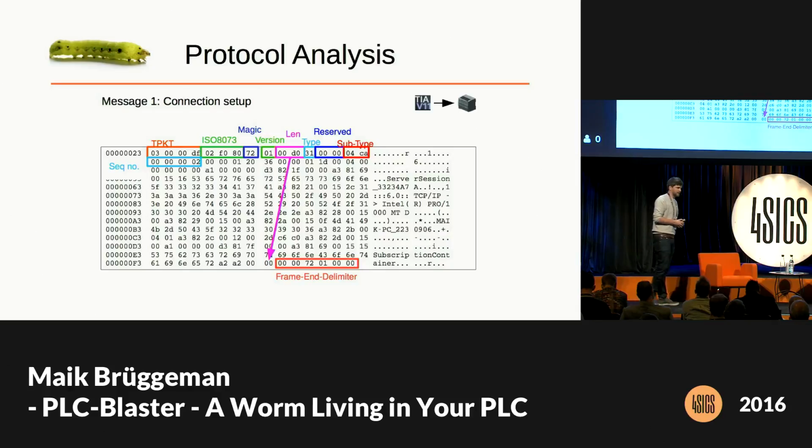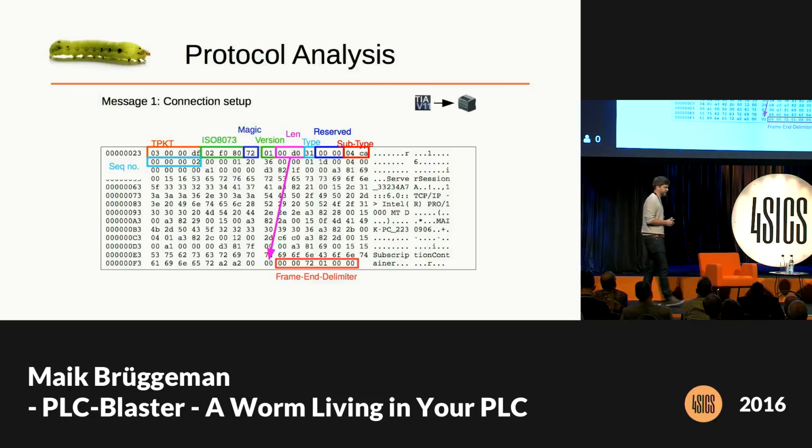What you can see on this slide is the first message. The first message is sent from the TIA portal, so the engineering software, to the PLC, in the case it wants to establish a new connection. And like every message, this message has a basic layout. It starts with a byte 72 always. Then we have a version field, a length field, which tells us how much data is transferred. We have a type field, which tells us something about the intention of the message, for example, request, error, response.